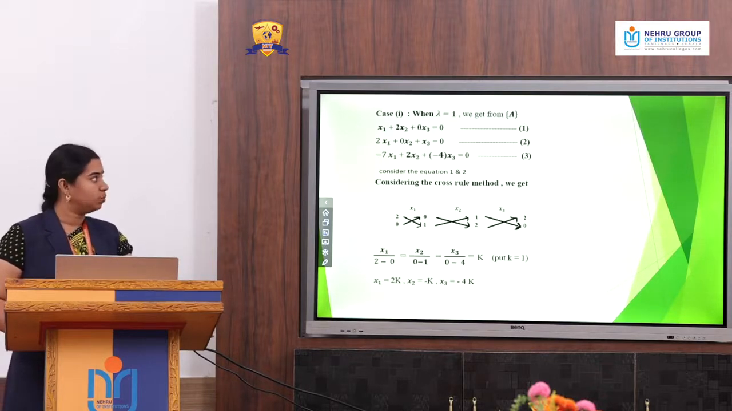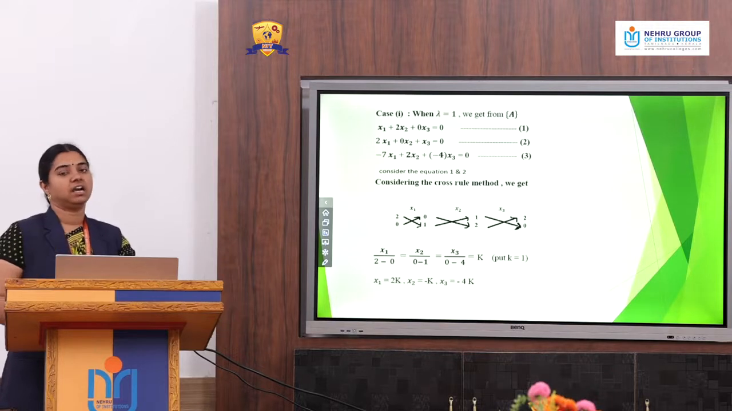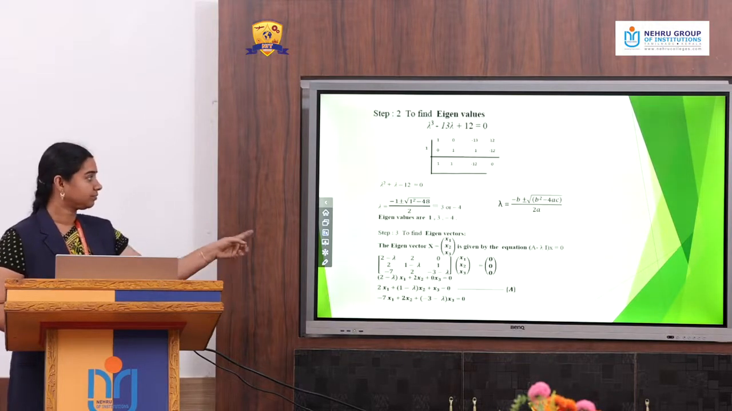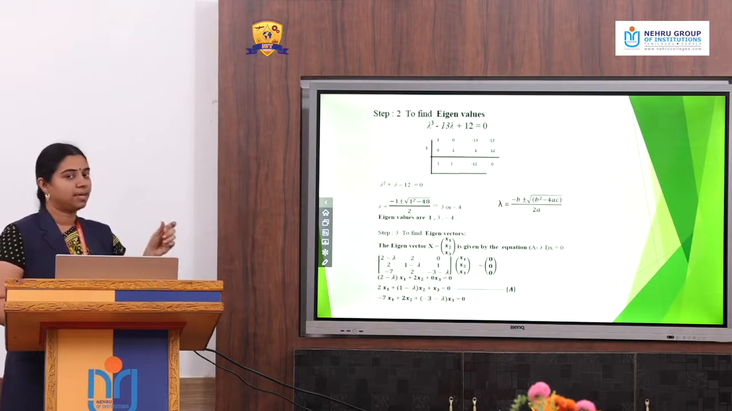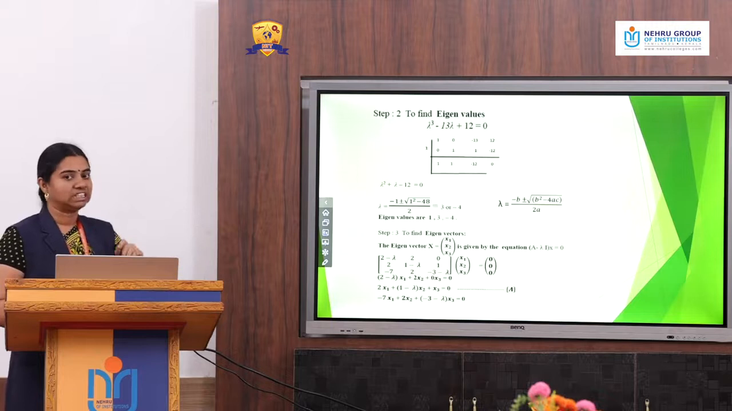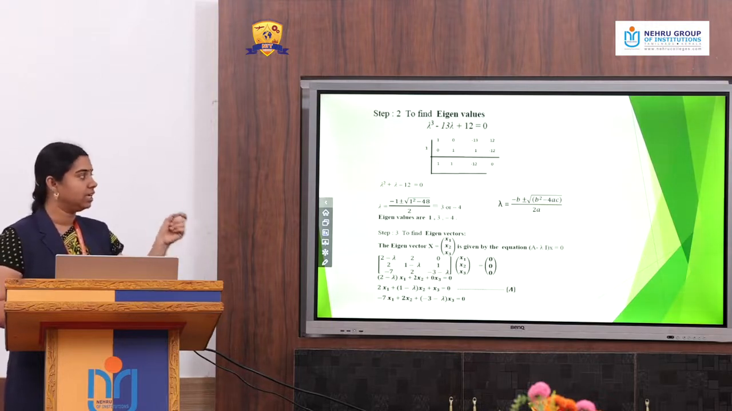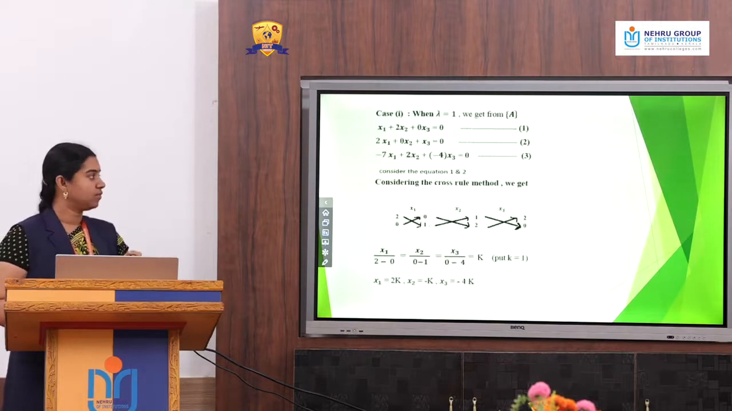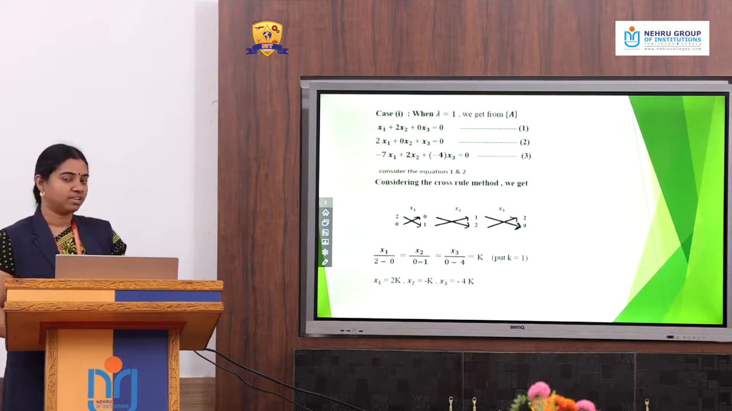In case 1, first we consider the first eigenvalue. We have already found the eigenvalues: 1, 3 and minus 4. In the equation (A minus lambda I) x equal to 0, in case 1 we choose the first lambda value, that is 1. In the second case we choose the second lambda value, that is 3. In the third case we choose the third lambda value, that is minus 4. So first we start by choosing lambda equal to 1, case 1.